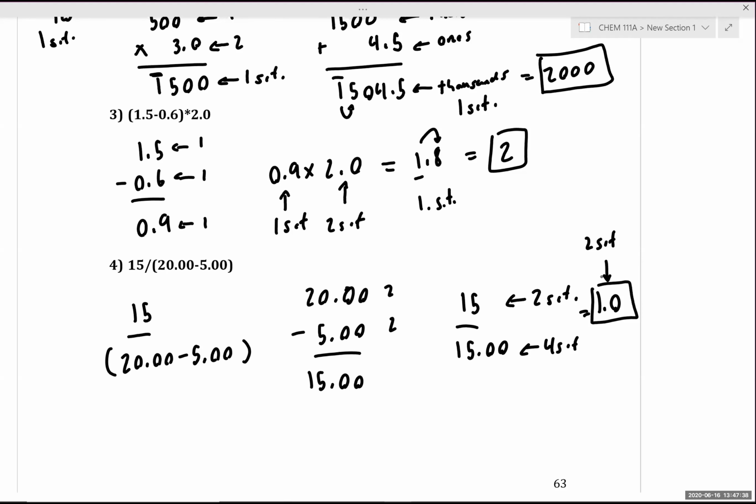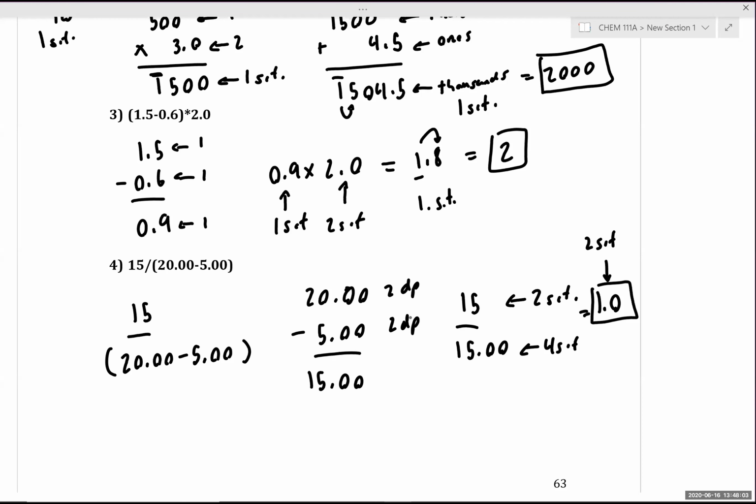But why does the 5.00 have 2 sig figs? Oh, it's not 2 sig figs. Since we're subtracting, it's decimal places. Oh, decimal, okay. Mhm. Subtraction cares about decimal places. Multiplication and division care about significant figures. Does that make sense?